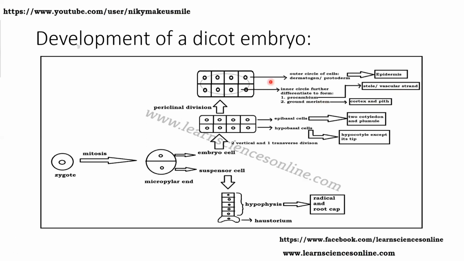And this outer circle of cells forms dermatogen and protoderm. So this dermatogen and protoderm ultimately form the epidermis of the embryo. Okay. So this is how dicot embryo develops.